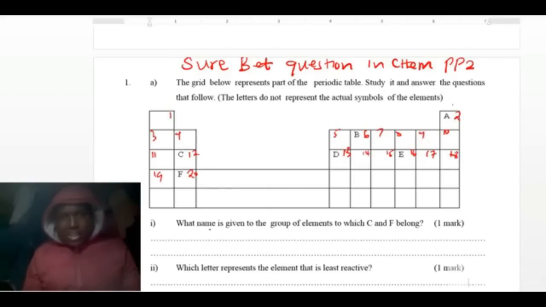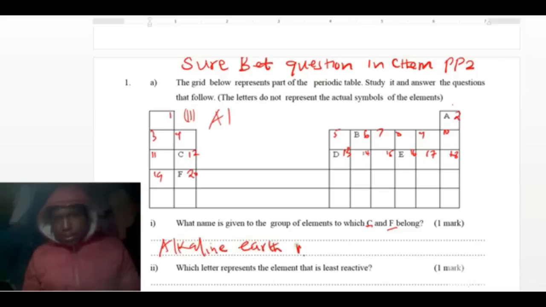You are asked what name is given to the group of elements to which C and F belong. This is C and this is F. You can see that this is group 2 elements. So what name are they given? These are called alkaline earth metals. Don't write alkali, because alkali metals is group 1.